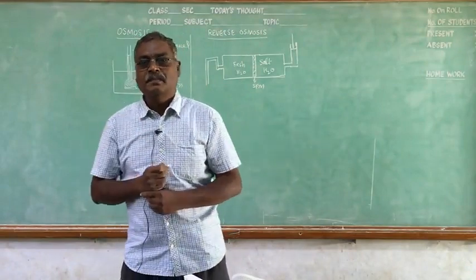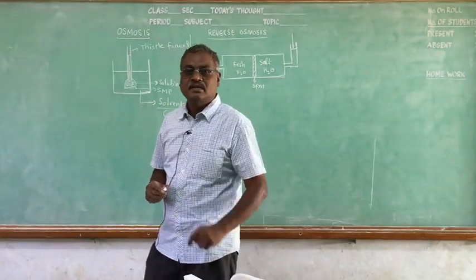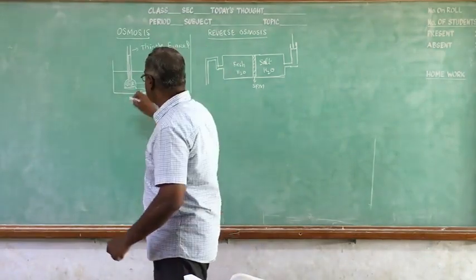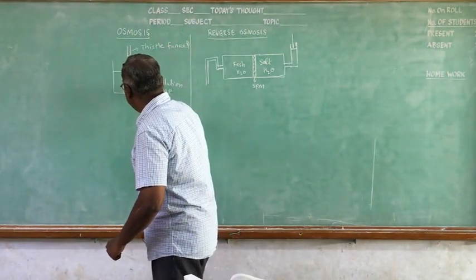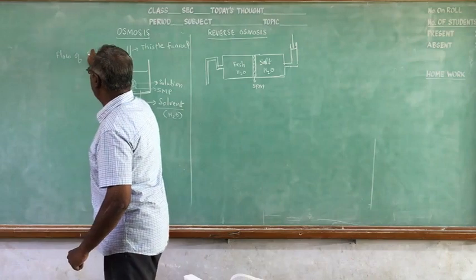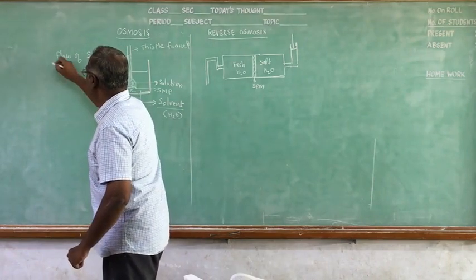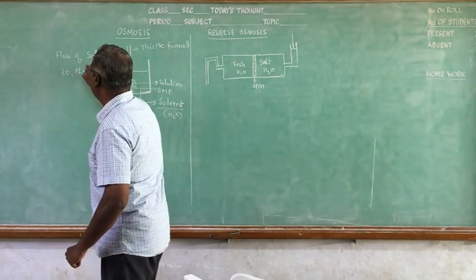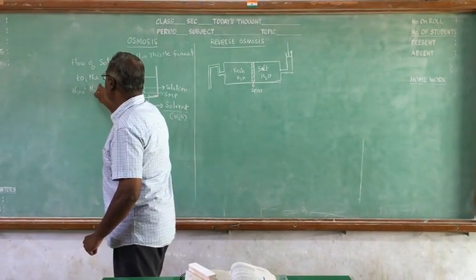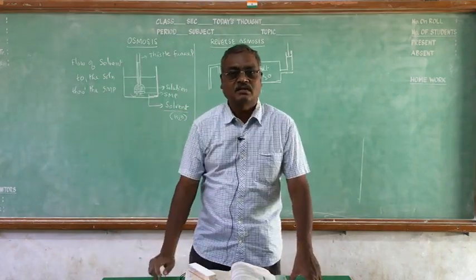If you keep the solution inside the solvent, then what happens? A peculiar phenomenon is observed. That means the solvent molecules will go into it. The flow of solvent to the solution through the SPM, through the semi-permeable membrane. This process is known as osmosis.